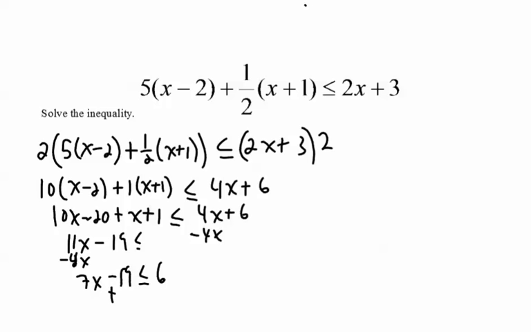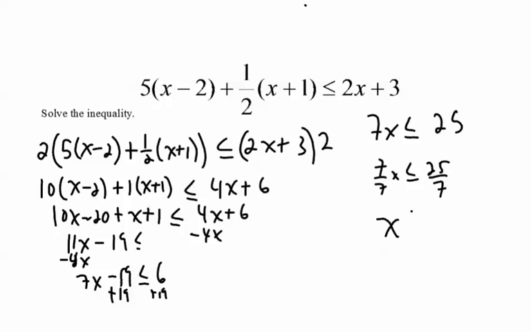I'm going to add 19 over here, and add 19 over here, and now I get 7x is less than or equal to 25, and I divide both sides by 7. When I divide both sides by 7, I get x is less than or equal to 25 sevenths. So in set builder, that's going to be x such that x is less than or equal to 25 sevenths.